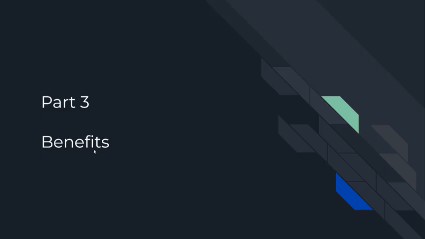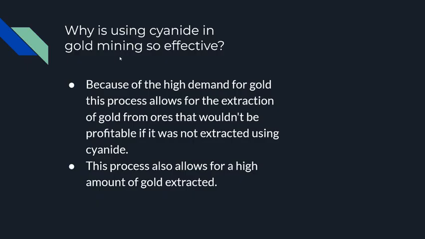Now we've got part 3, the benefits of using cyanide in gold extraction. Why is using cyanide in gold mining so effective? Because of the high demand for gold, this process allows for the extraction of gold from ores that wouldn't be profitable if they weren't extracted using cyanide. This is again talking about the lower grade ores, which would be extremely unprofitable to extract from if you couldn't use this easy method of cyanide.